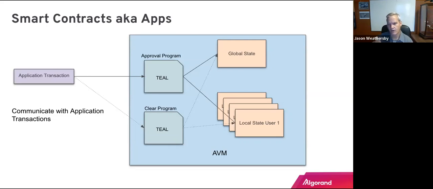And when I talk about global and local state, one thing to keep in mind, these are key value pairs. And you can store up to 64 global key value pairs, and you can store up to 16 local values per user who's opted into the smart contract.